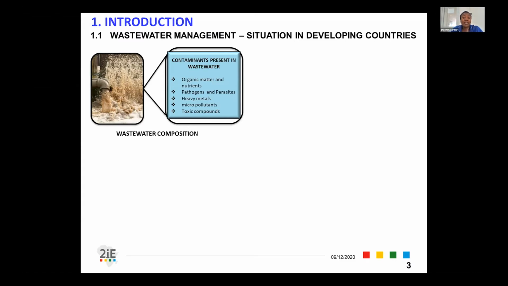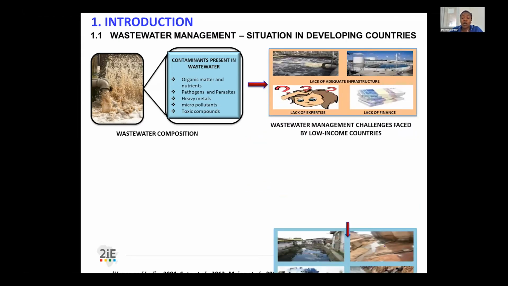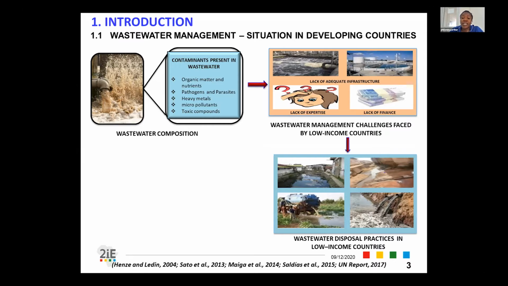This wastewater contains contaminants such as organic matter, nutrients, disease-causing pathogens, heavy metals, and some toxic compounds. Research has shown that in low-income countries, about 90% of the wastewater that is generated is discharged untreated into the environment. Why? Because in low-income countries, we lack the adequate infrastructure for wastewater treatment.